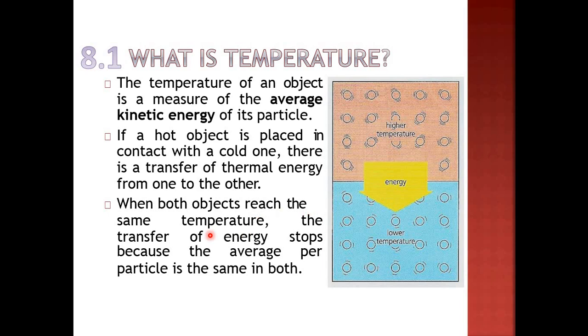When both objects reach the same temperature, the transfer of energy will stop, because the average energy of a particle is the same in both, which basically means they are now in equilibrium. Balance. They are now balanced. If you say here 50 degrees Celsius, here also after a few minutes, this region will also become 50 degrees Celsius. They both will have the same temperature. When they both have the same temperature, this energy transfer will stop.